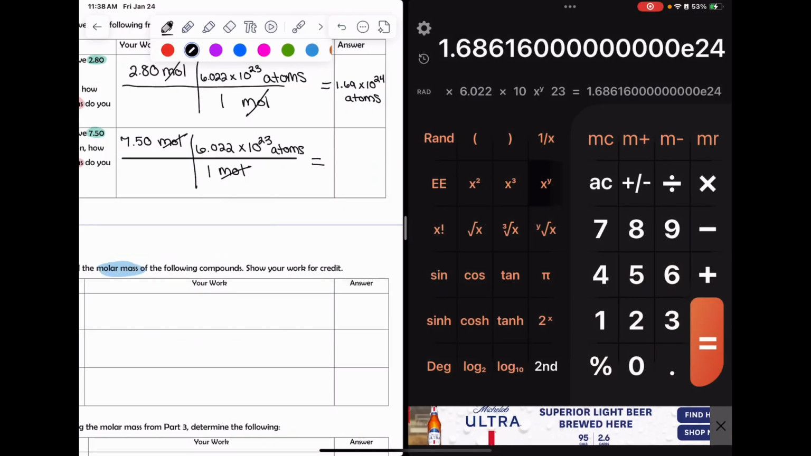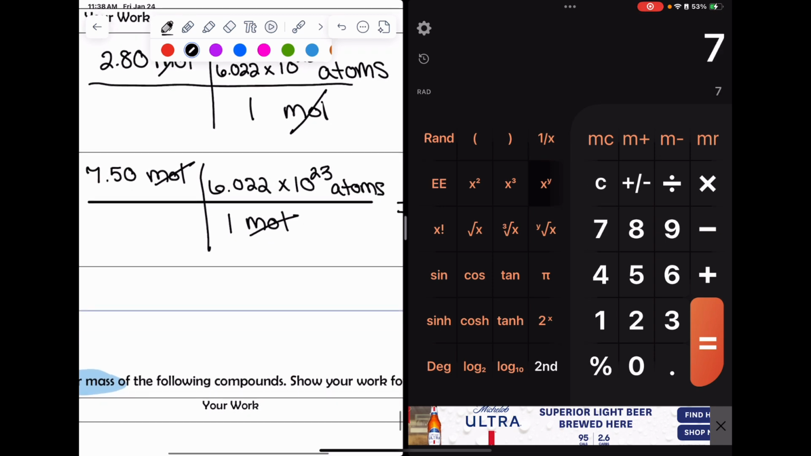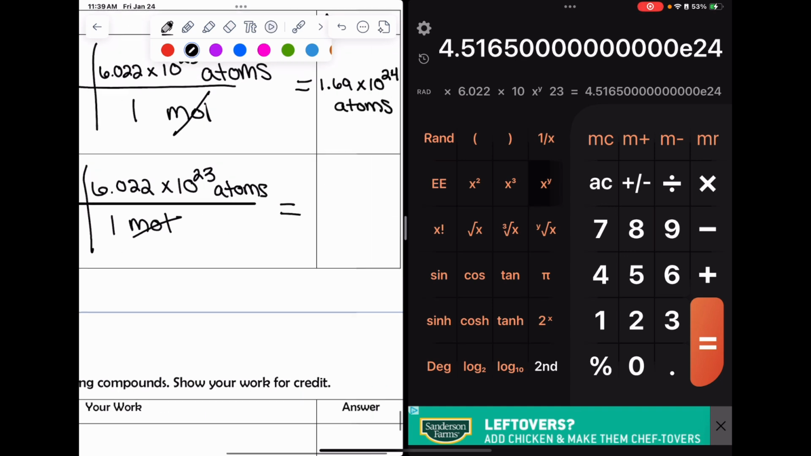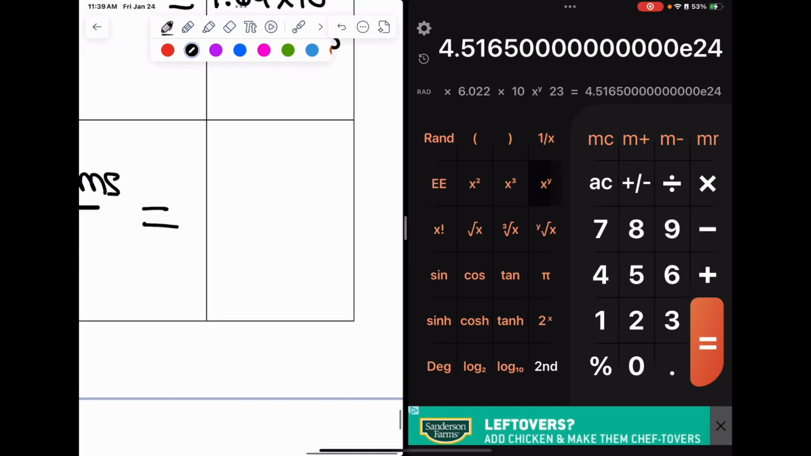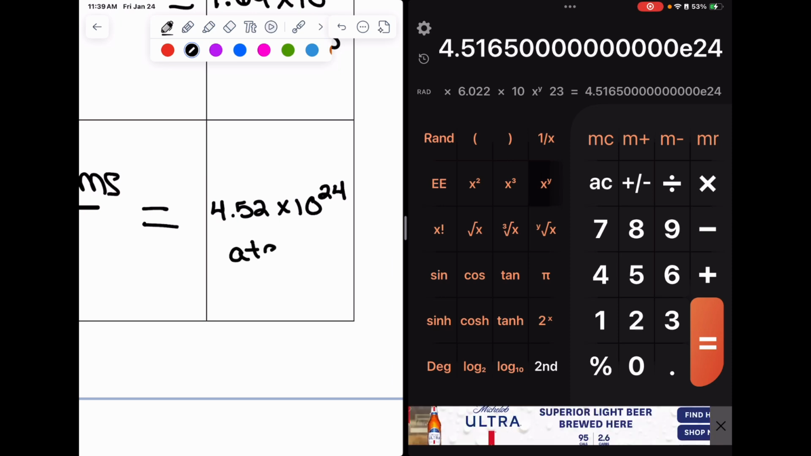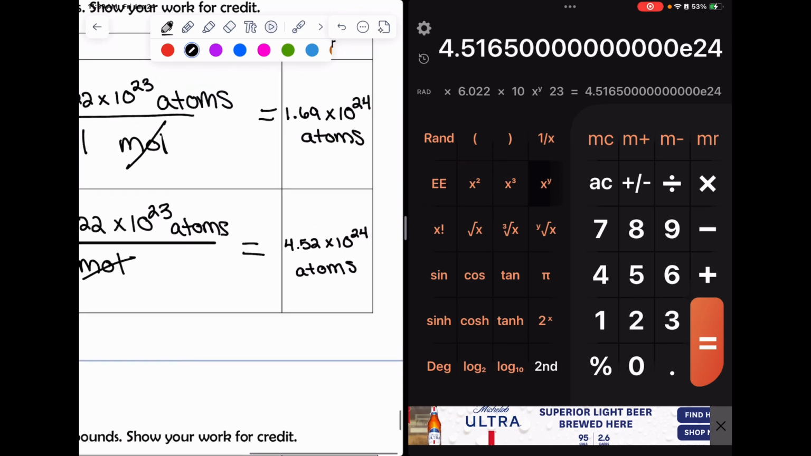All right, let's go ahead and type this in. 7.50 times 6.022 times 10 to the power of 23. So our answer is 4.52, rounding to 2 decimal places, times 10 to the power of 24. So if you see that E24, that just means times 10 to the power of 24. It means the exact same thing. So don't get confused by that. That is still a part of your answer.